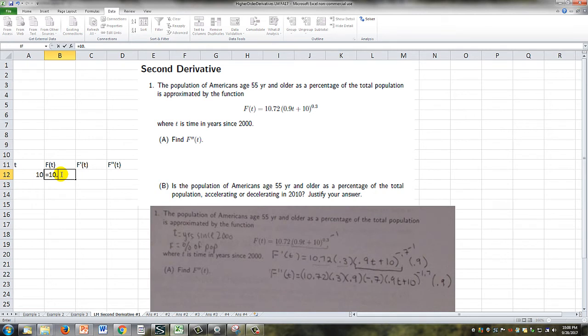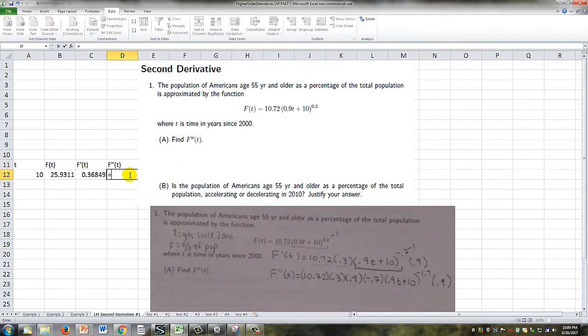Original function: 10.72 times 0.9 times t plus 10 to the 0.3. Then the first derivative, 10.72 times 0.3 times 0.9 times parentheses 0.9 times t plus 10, close parentheses, caret negative 0.7. So I went and changed the order. I typed all my constants in, and then my binomial to the negative 0.7 power.